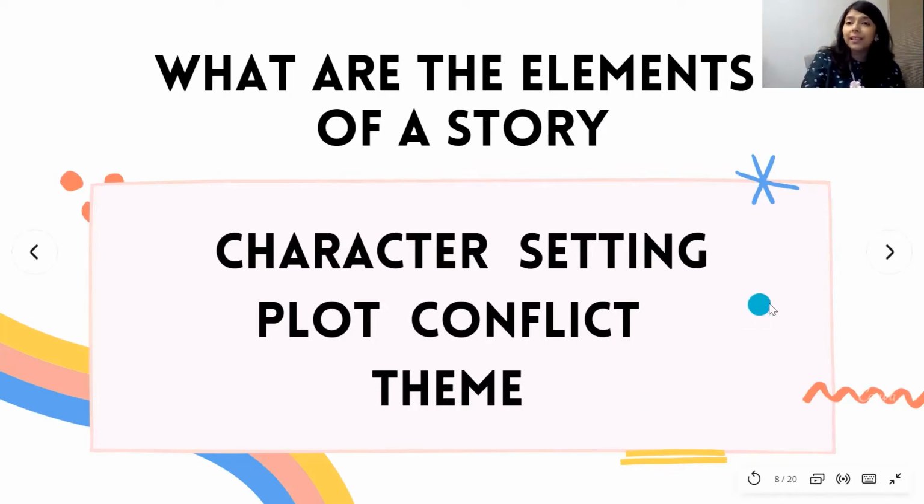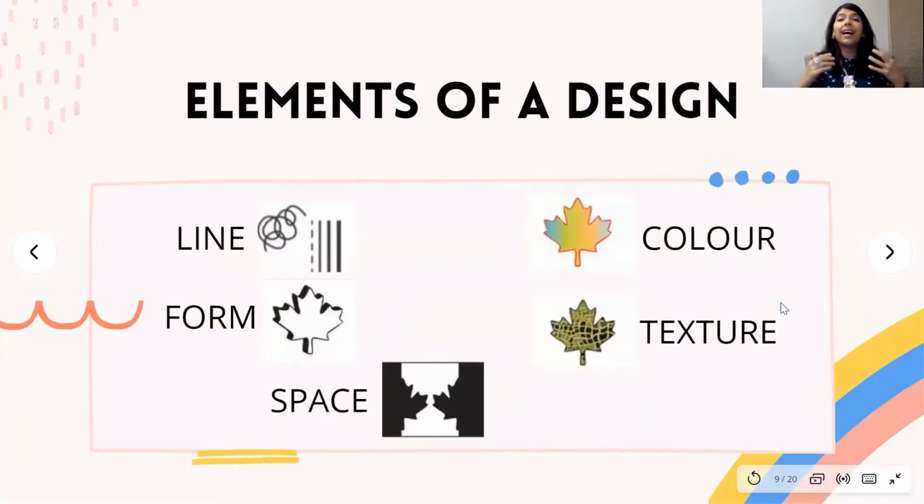So similarly, there are elements of design. Elements of a design are the physical components of a design. They are the real and the tangible ones, the ones that can be perceived by our senses, the ones that we can see, the ones that we can touch and feel. And they are line, form, space, color, and texture.